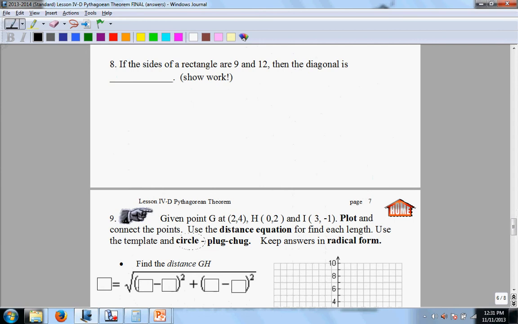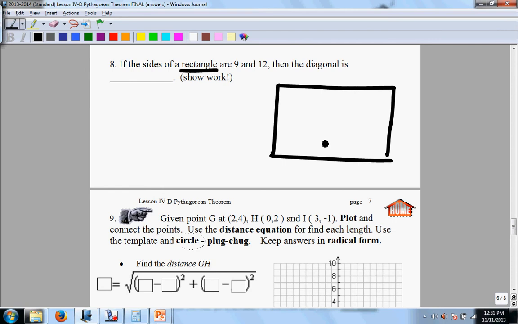It says, if the sides of a rectangle are 9 and 12, then the diagonal is. Easiest way to do this is to actually draw a diagram. We are told that we have a rectangle, so let's draw a rectangle. And the sides are 9 and 12. And we're being asked to find the length of the diagonal.